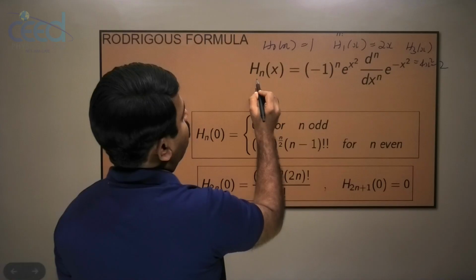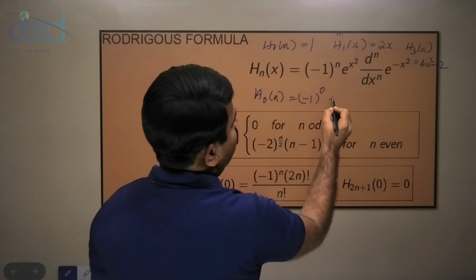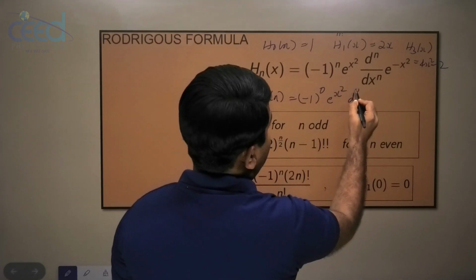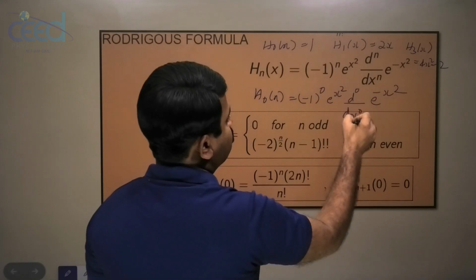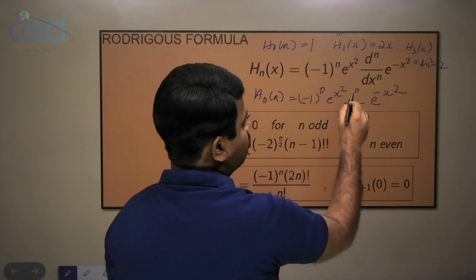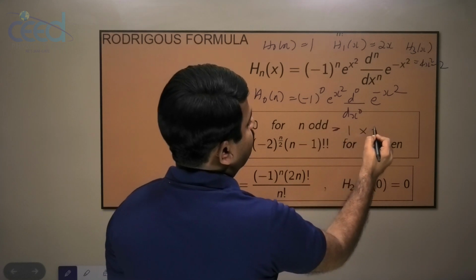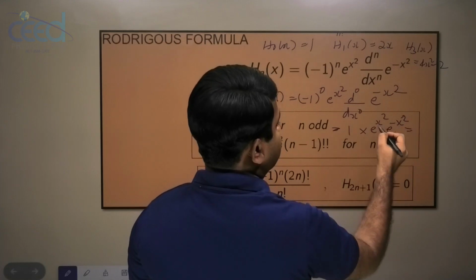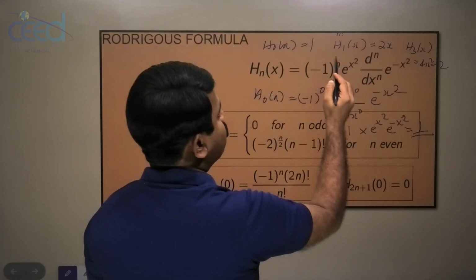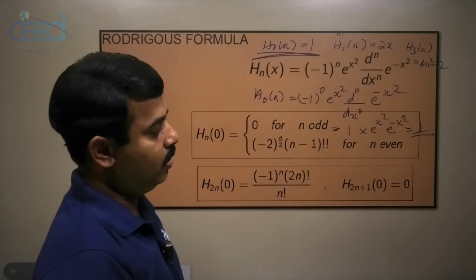Put n equal to 0. This is minus 1 raised to 0, e raised to x square into d raised to 0 by dx 0 of e raised to minus x square. Then this part means no differentiation. Then minus 1 raised to 0 is 1, e raised to x square into e raised to minus x square, this cancels, then 1 only. So from this you are getting h0 of x very directly as 1.